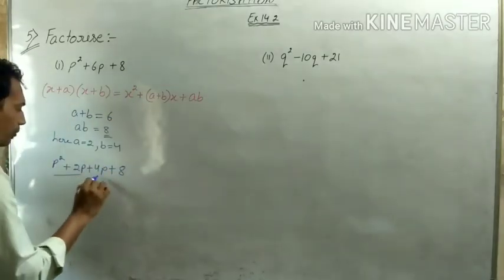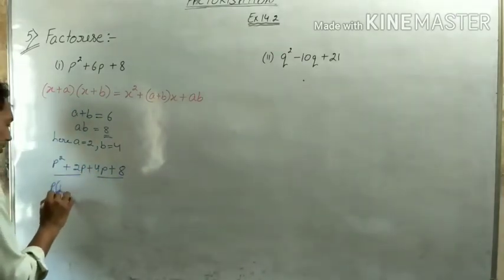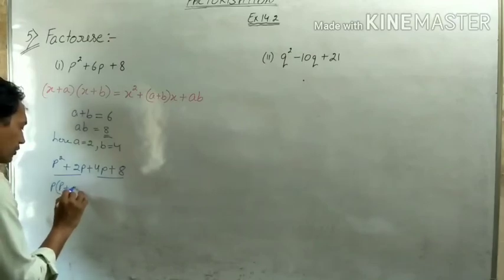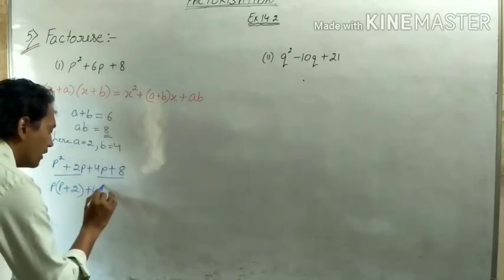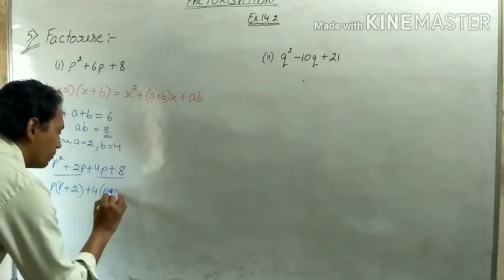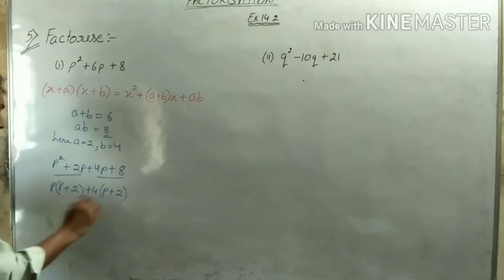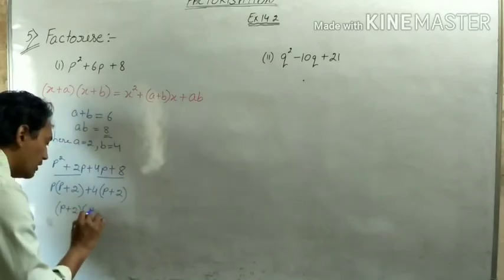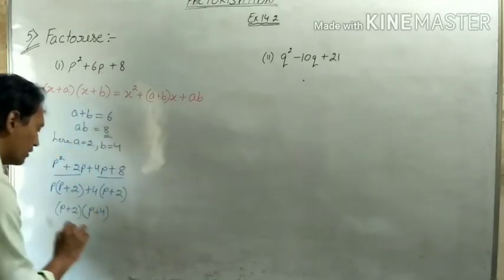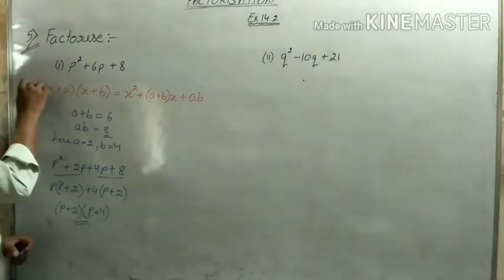Again we are making a group of two terms. You have p common here, so in the bracket you have p plus 2. From here you will take 4 common, and in the bracket you have p plus 2. On both sides you have the same term, p plus 2, p plus 2. Again you are taking the same thing as common, p plus 2, and the rest of the thing in the bracket, that is p plus 4. So this is the factorization. Actually we have used this identity, students.